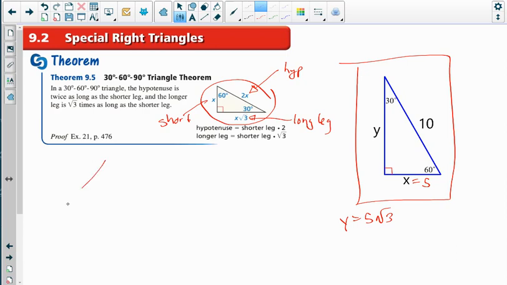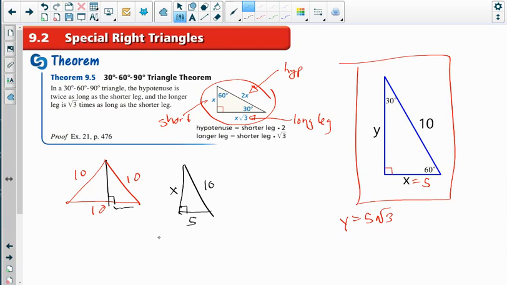If we wanted to prove this by other means, we can say, well, an equilateral triangle that has all three sides equal to 10, when we cut it in half, we would get a triangle that has a hypotenuse of 10. When we cut it in half, the base would become 5. And then through the Pythagorean theorem, you can solve for the third side. You would get x squared plus 5 squared equals 10 squared. x squared plus 25 equals 100. Subtract 25 from both sides, and you get x squared equals 75. And if we take the square root of both sides, we get x is the square root of 75.